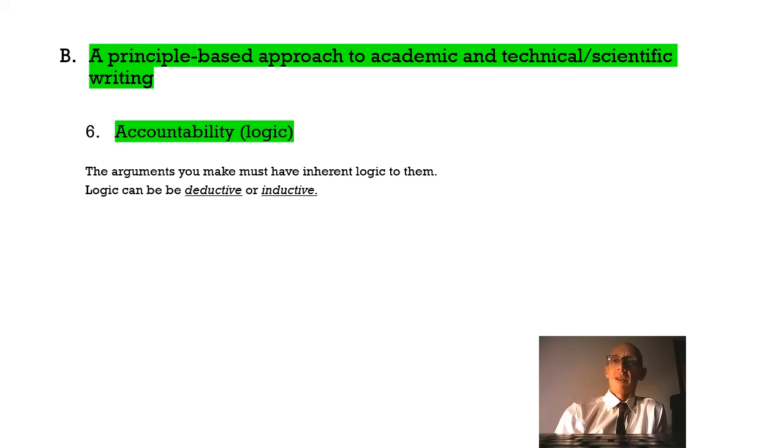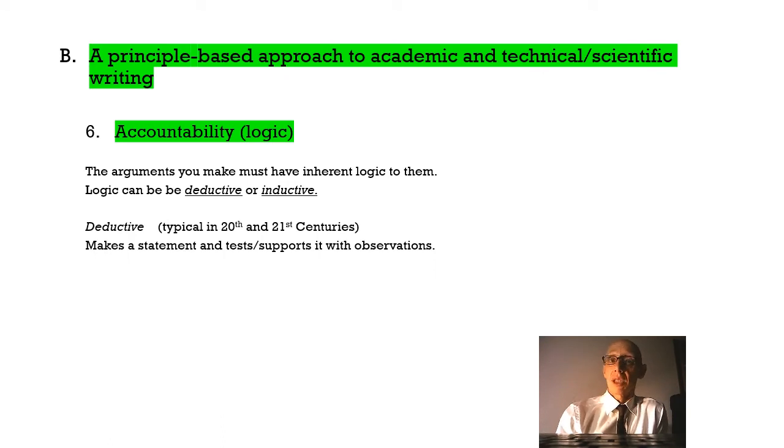Okay. So, of course, your accountability is also the logic you use. You can't just write something that doesn't make any sense. So it has to be logical. What is logic? There are two types of logic. Deductive logic is typical of what we like to see in writing in the 20th and 21st centuries. You make a statement, you test and support it with observations, and then you return to that and say to what degree you really think it's true.